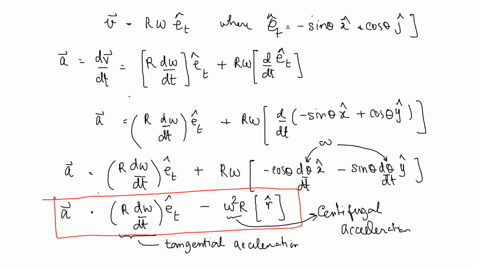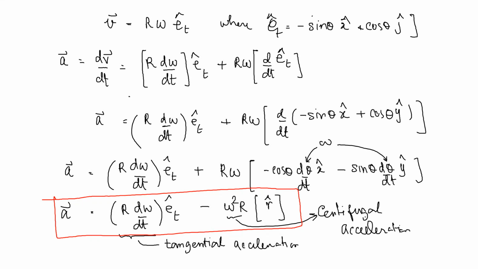So what this gives us is that another omega, d theta by dt is another omega. So we got r omega squared. And then you have a negative of cosine theta x, negative of sine theta j. This is a minus r. So you have an acceleration that is r d omega by dt times et. It is tangential acceleration.